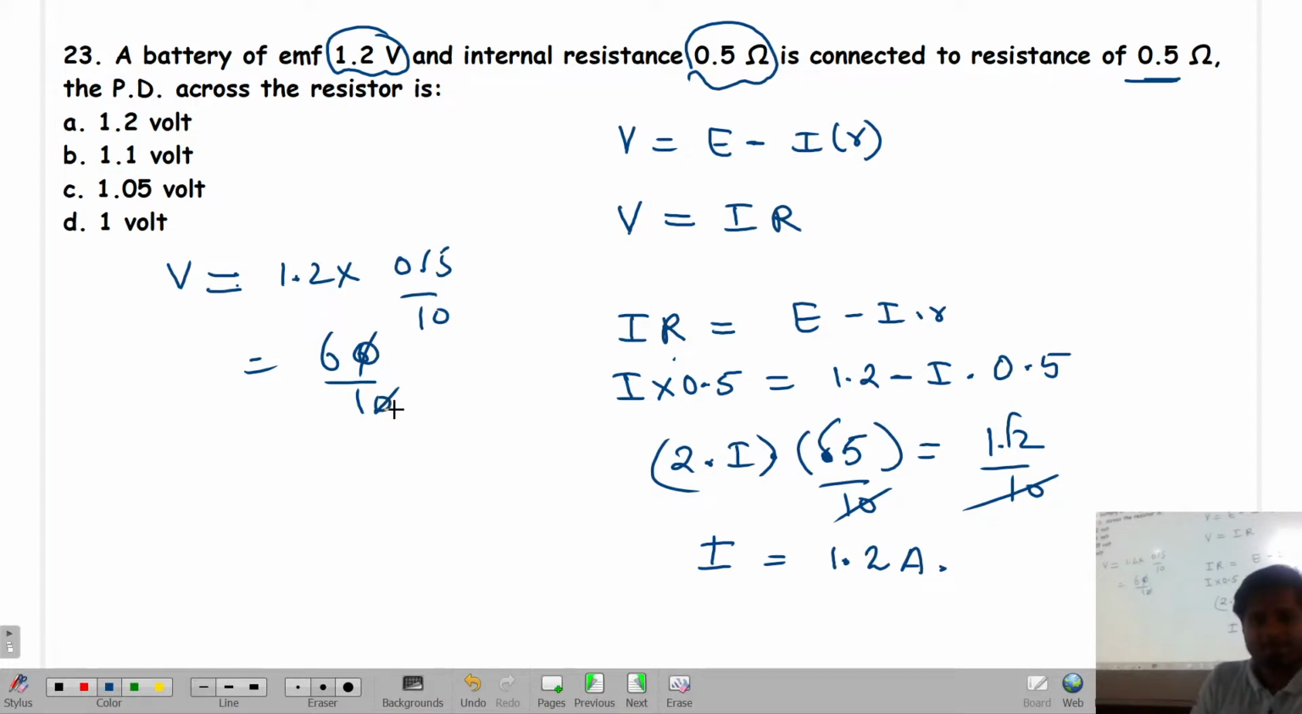Is there any kind of mistake anywhere? No, no. Current I am getting as 1.2 amperes. 23, it is option B, 1.1 volt. It is correct.